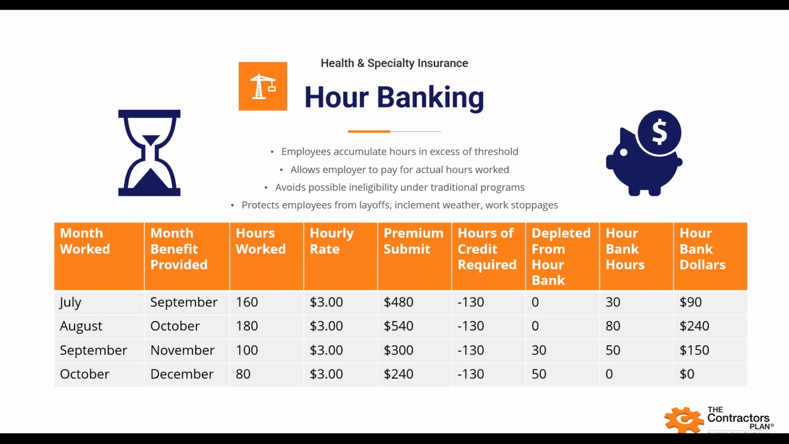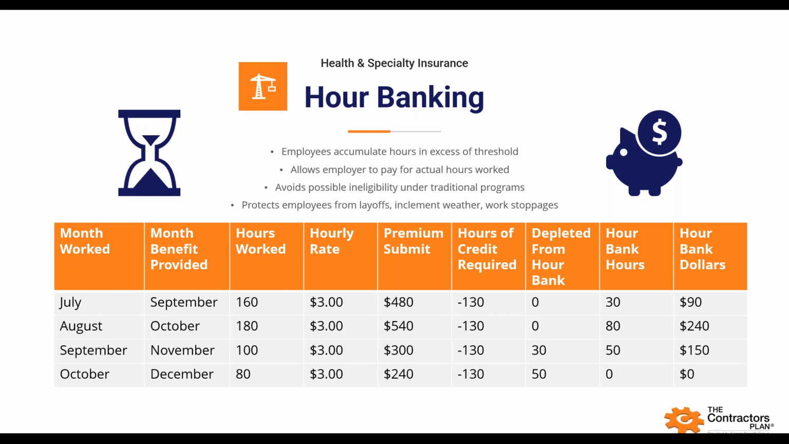hours. So in this example, in July, this craft worker worked 160 hours at a rate of $3 per hour. The premium submitted for their health insurance and other benefits was $480. Because that threshold was 130 hours, because they worked 160, they now banked 30 hours or $90. Same thing occurred in August. Now they worked 180 hours. Again, only needed 130 hours. Now their bank is up to 80 hours or $240.